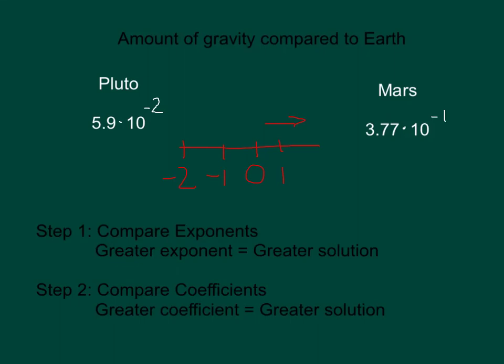Because of this, we can conclude that Mars has a greater amount of gravity compared to Pluto. How do we know? Because in our first step, we compared the exponents and -1 is greater than -2. Let's try a couple different examples.